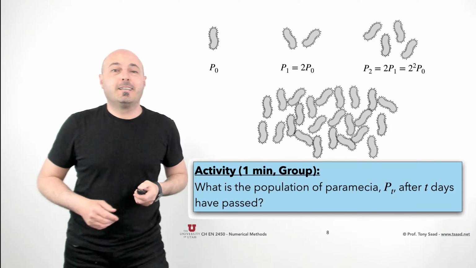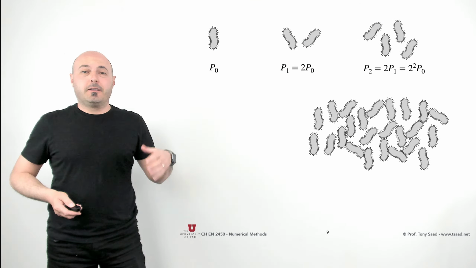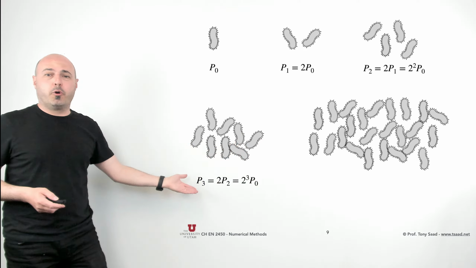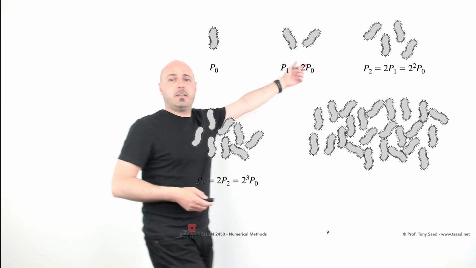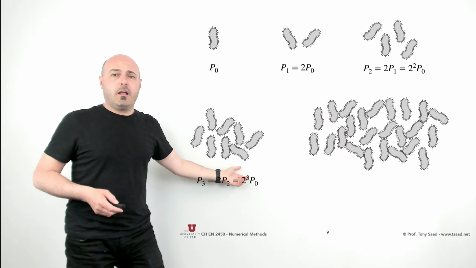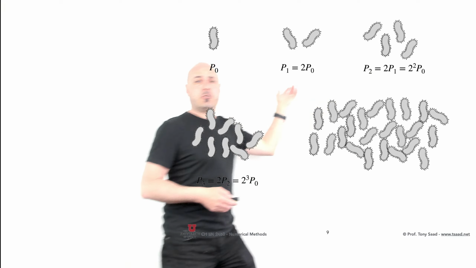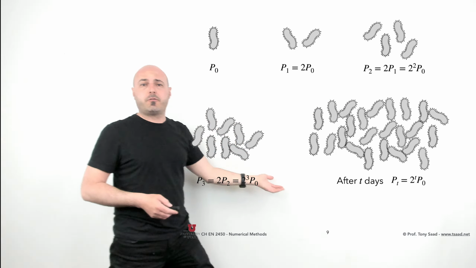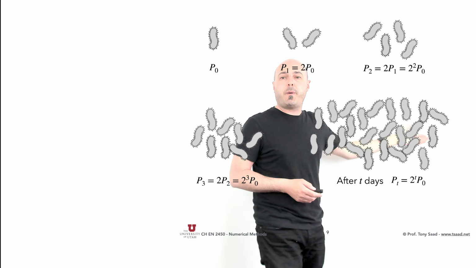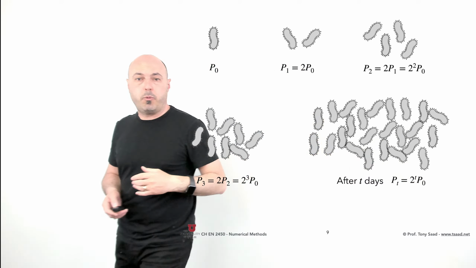All right, you guys nailed it. If I were to do it, I would just do one more, P3, which is twice the population on the previous day, and then you express that in terms of P0. And in general, after t days have passed, you get 2 to the power t times your initial population.